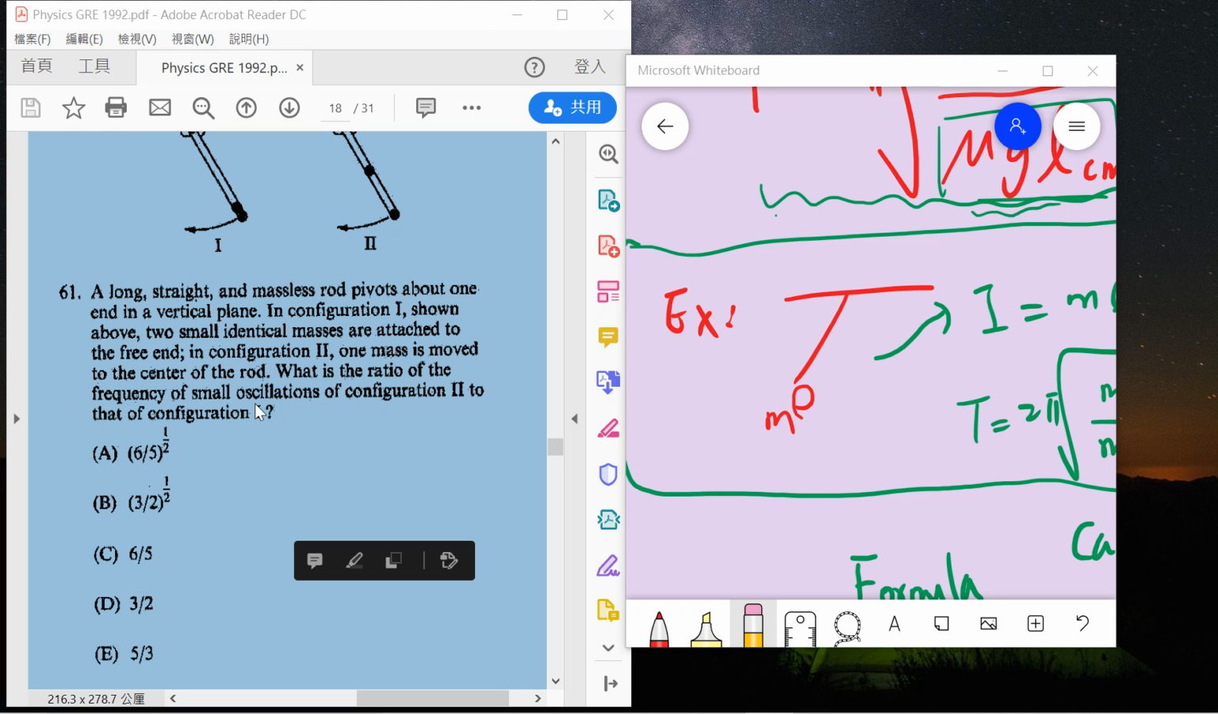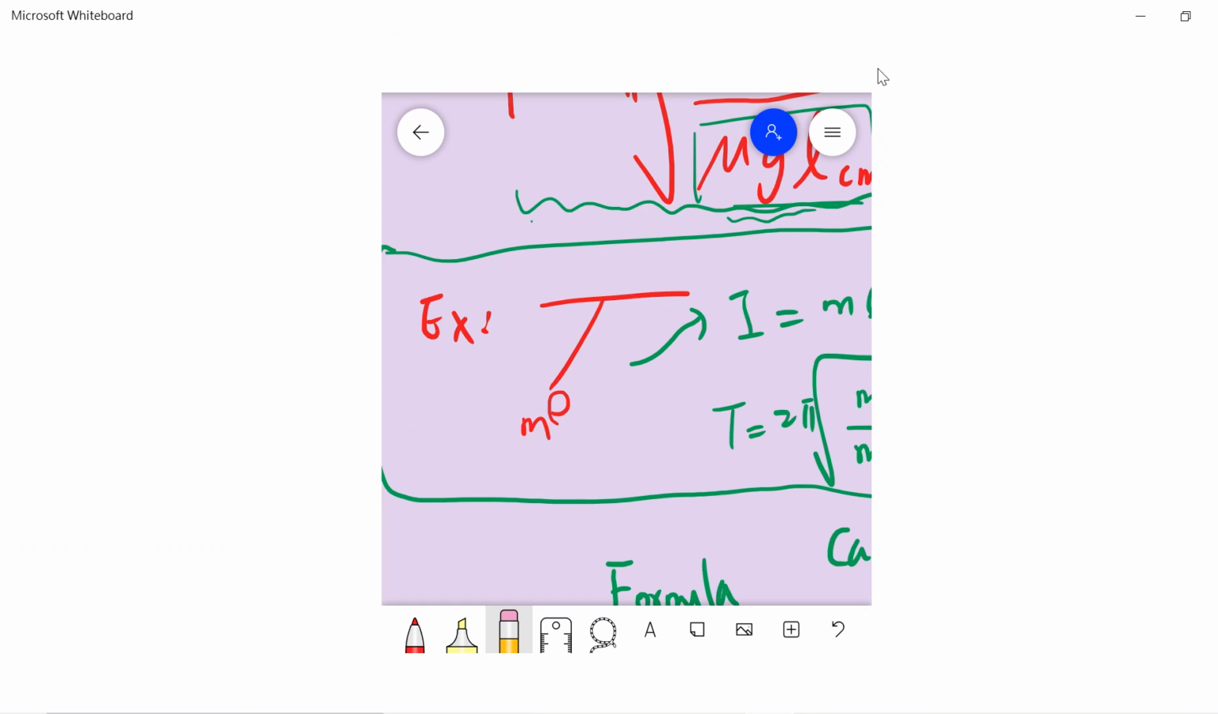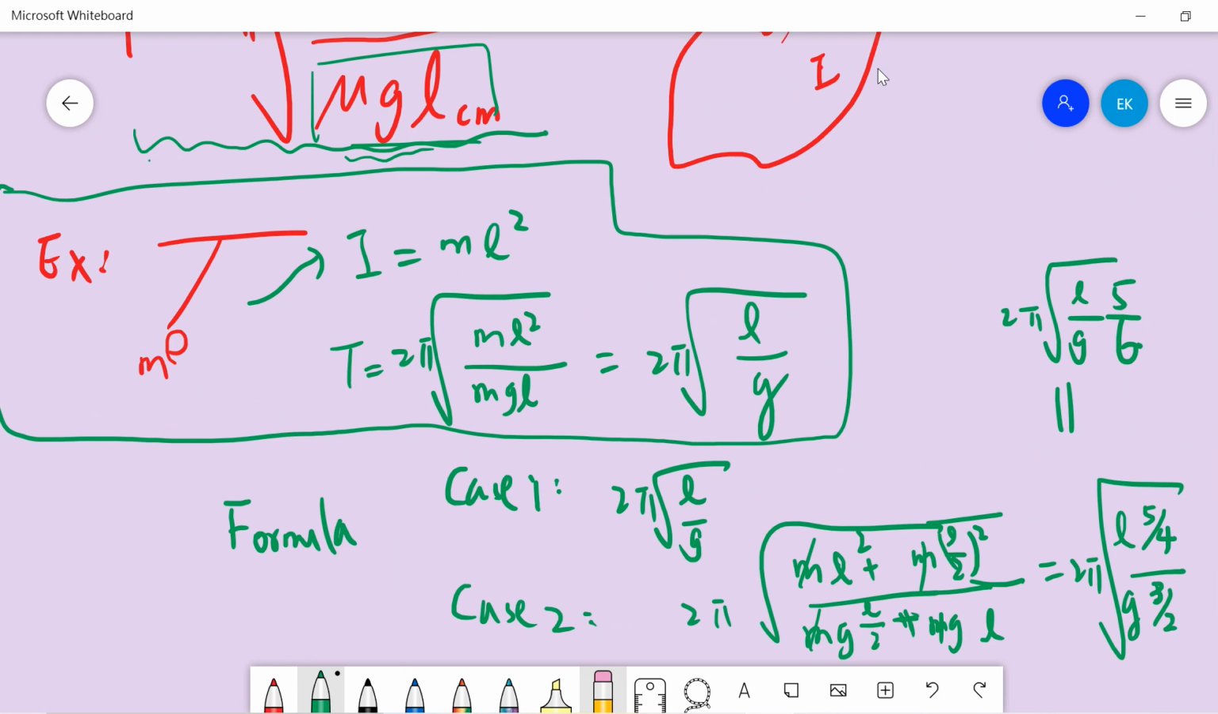Okay. So now I want to prove this formula. Then we close this problem. This problem is difficult in the subject GRE. I think this problem is good enough for a separate video.